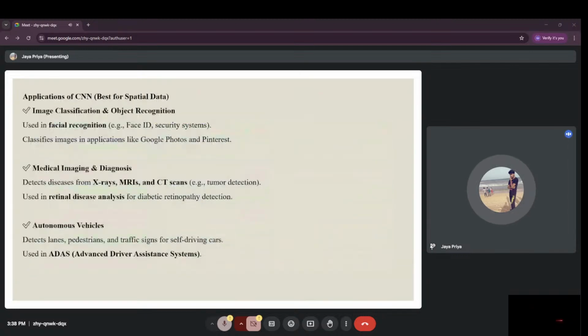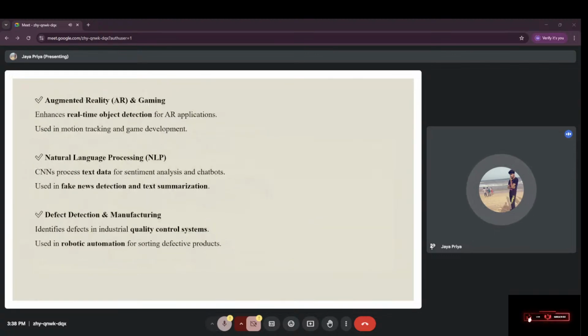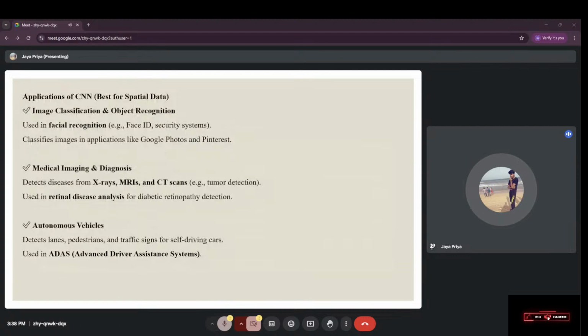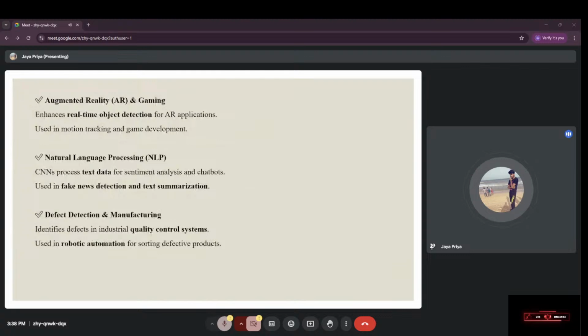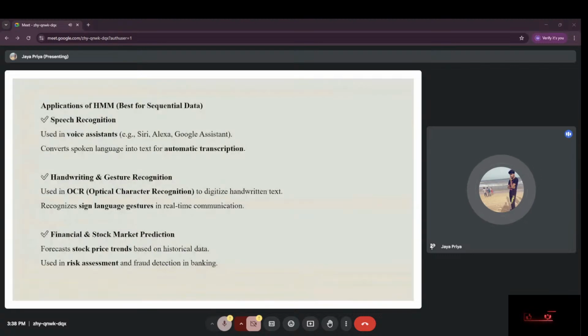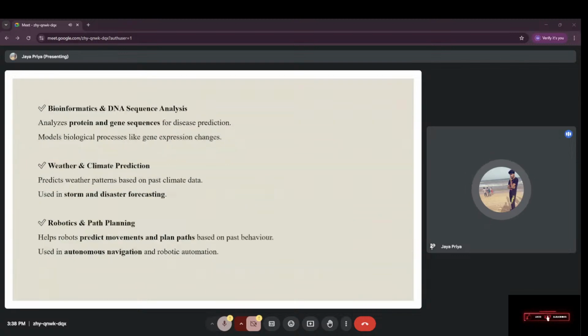This is the application of the convolutional neural network: image classification, medical imaging diagnosis, autonomous vehicles, natural language processing. This is the Hidden Markov Model application in real life: speech recognition, handwriting, and finance. Next, weather and climate prediction.